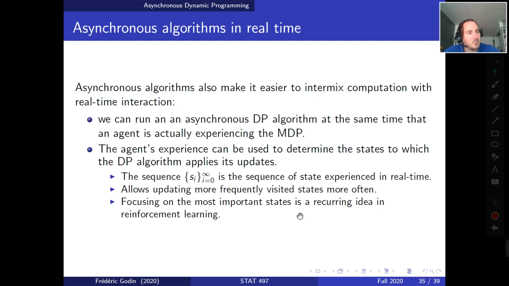So we should update states which are faced more often, and if you select the states to be updated by interacting with your environment, you will naturally determine what are these important states and will update them more often. So this is a possibility to apply asynchronous dynamic programming in a real-time setting where you interact with the environment. Again, focusing on the most important states faced more often in practice is a recurring theme or idea in reinforcement learning. We're going to come back to that later on when we introduce formal reinforcement learning algorithms.